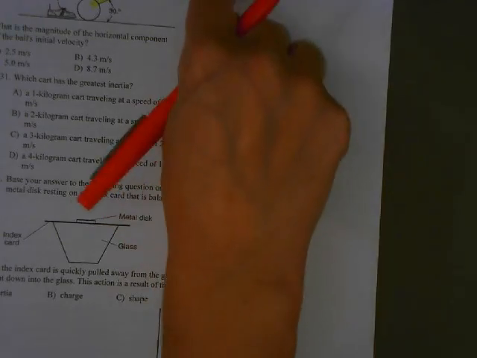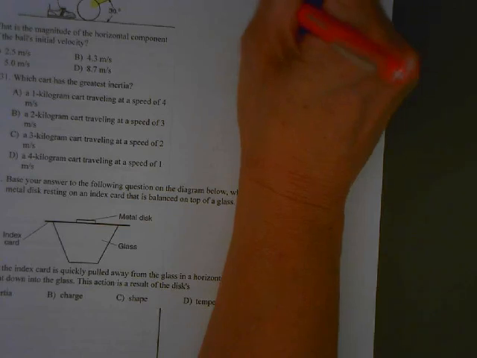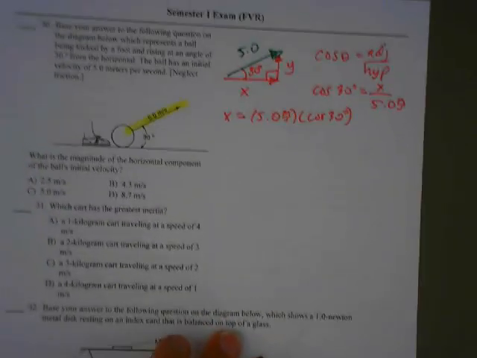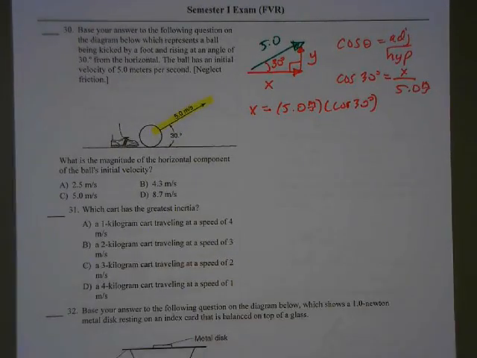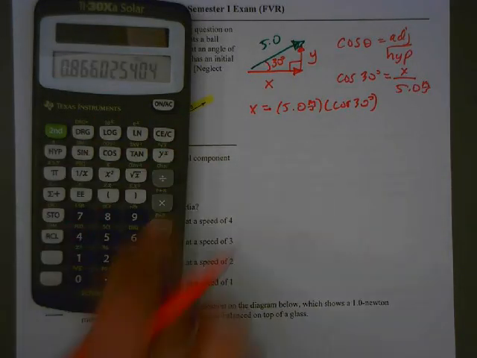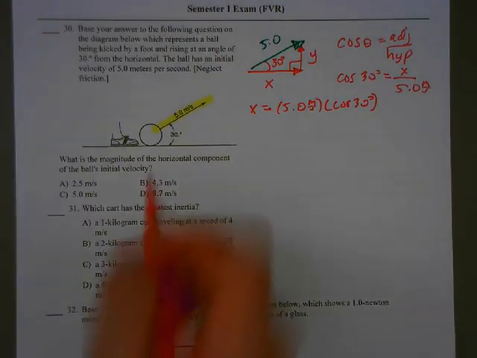So this is adjacent, so that's how I know I use cosine. Cosine theta is adjacent over hypotenuse. So cosine of 30 degrees is equal to x over 5. So x is equal to 5 times cosine of 30 degrees. So now on my calculator, cosine of 30 times 5 is 4.3, which is B.